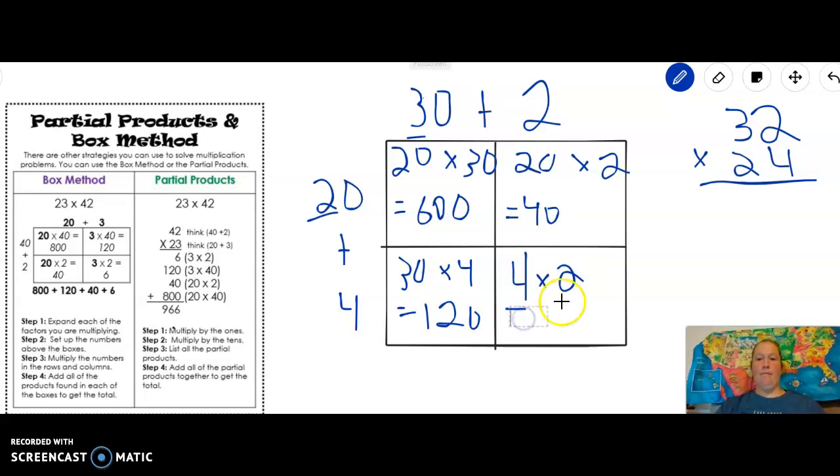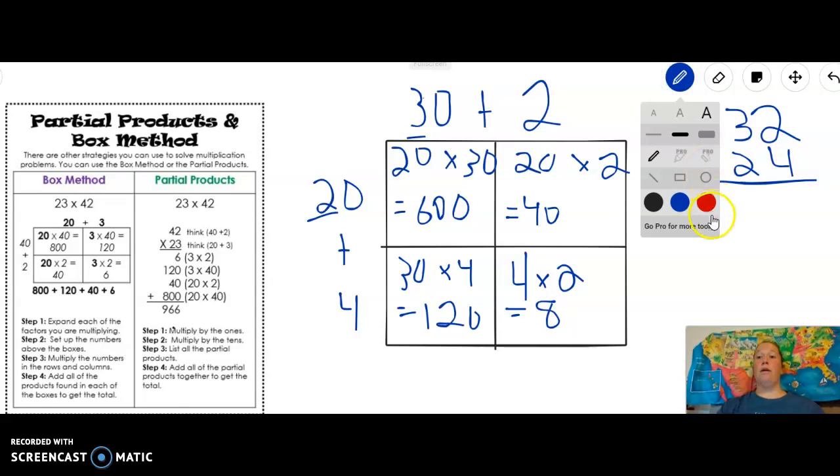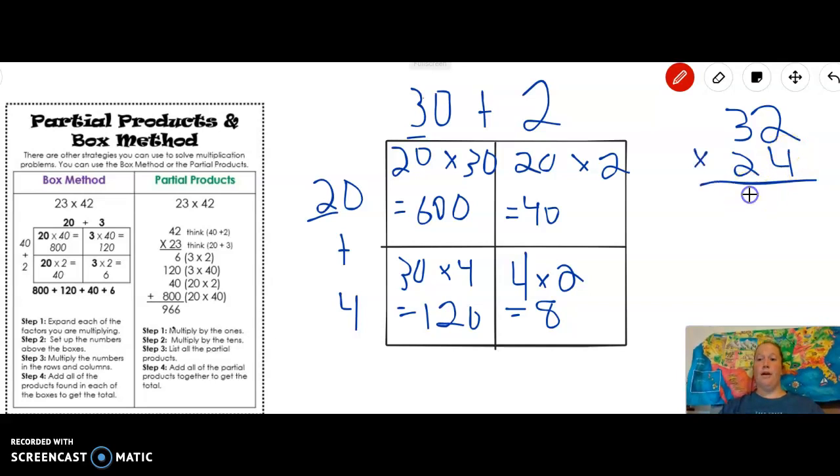Okay, last step is very important. Sometimes I've seen kiddos just leave it like this and say, I'm done. Not quite. We got to add up those partial products. Okay, step 4, add the products found in each of the boxes to get the total. All right, here we go.